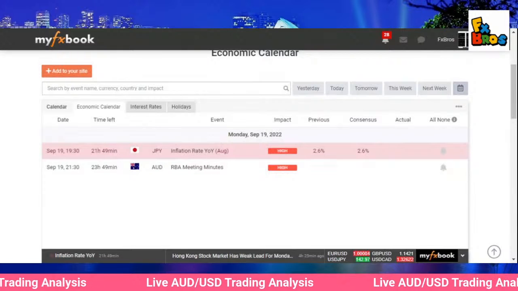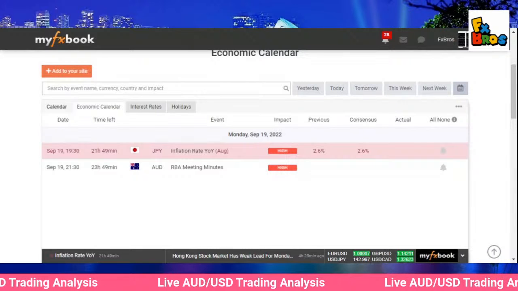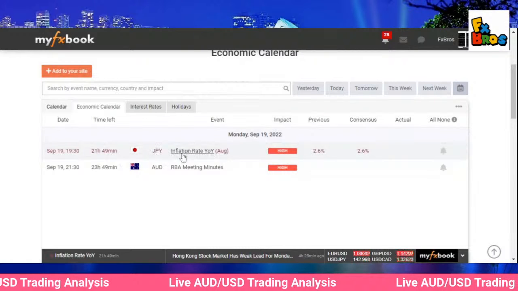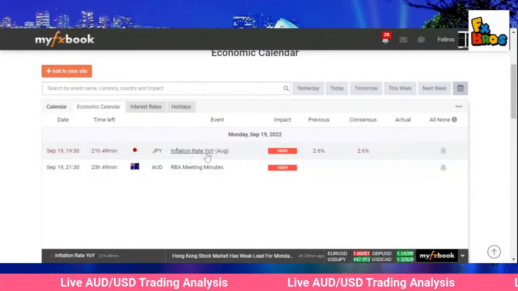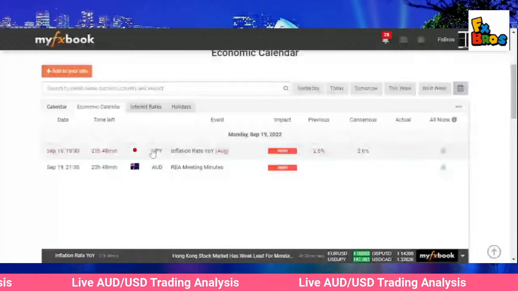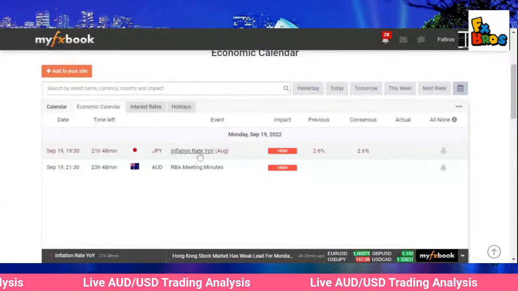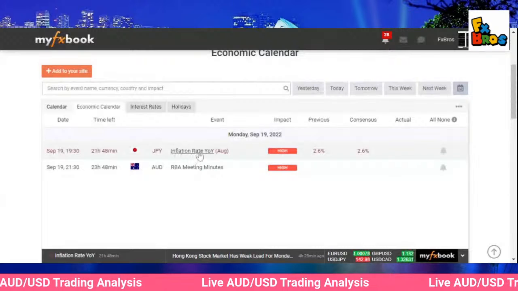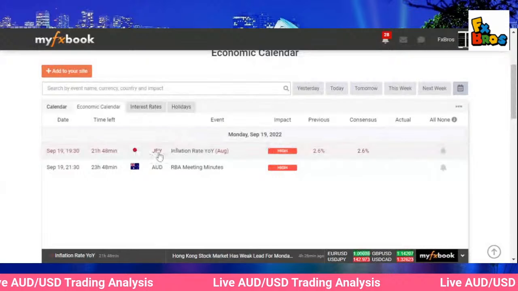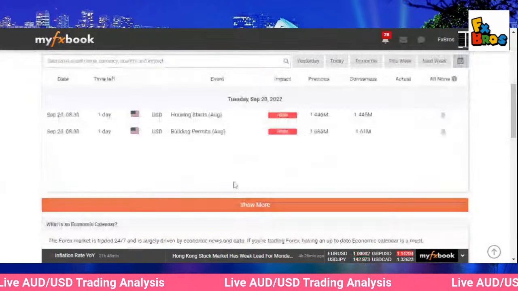We got news in the PM on the Australian dollar. But I do need to notate we do got inflation rate news coming out for Japan. Even though that really doesn't affect our trading pair so much, that's just something to look at on a global scale, what Japan is doing against other countries. So I always like to keep that in mind. That is heavy news for overall global trading.